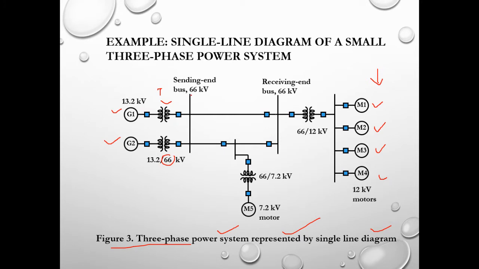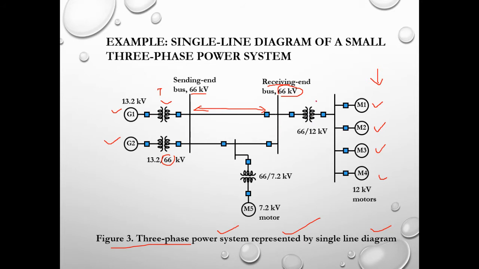And we do have the sending end bus over here at a rating of 66 kilovolts. So this is where the transmission is taking place. And we have the end bus, which is the receiving end bus, operated at 66 kilovolts.